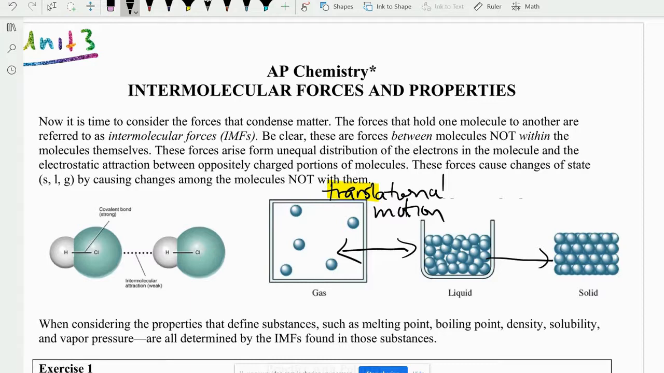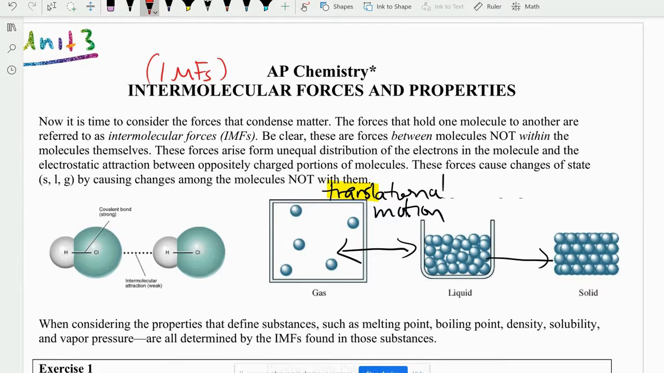And we're always going to abbreviate intermolecular forces as IMFs. I think it's just going to be a lot easier when we're answering questions on the free response portion of the AP test. They will accept the abbreviation IMF, okay? So intermolecular forces, or IMFs, are the forces that are going to hold one molecule to another. They are not bonds, okay?